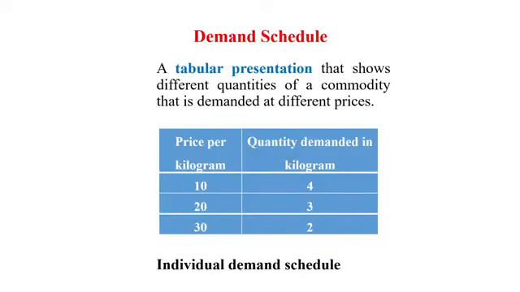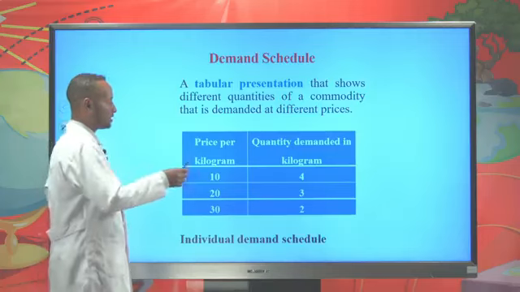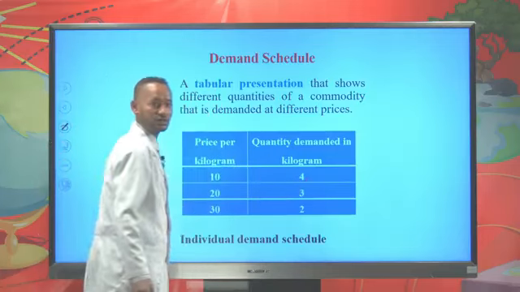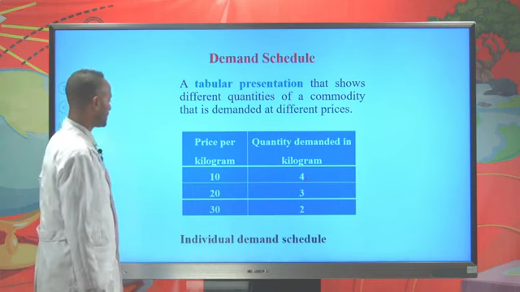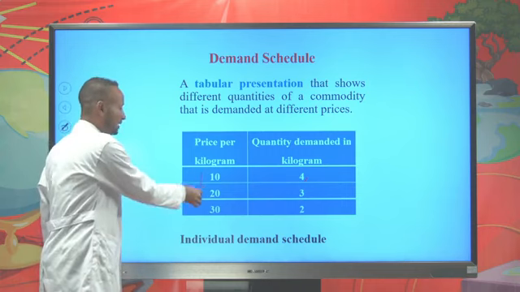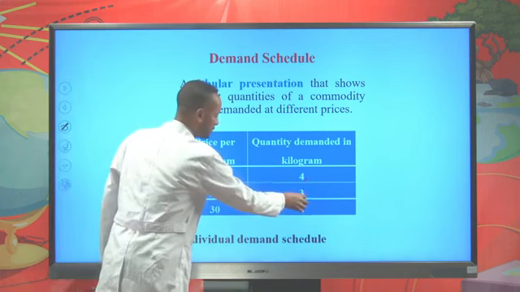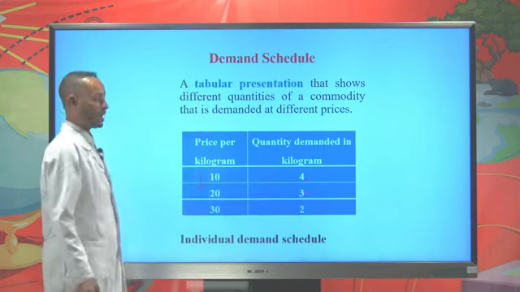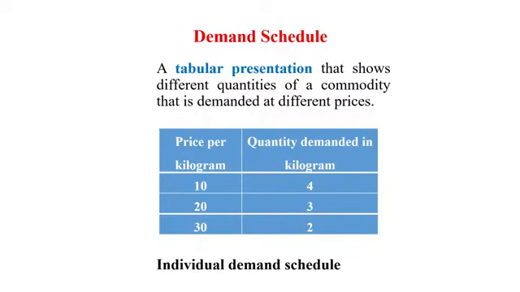Now let's illustrate the theory of demand using the following schedule. This is the demand for orange by one household in one woreda per week. From this schedule, when the price of a kilogram of orange is birr 10, the quantity demanded for oranges is 4 kilograms because the price is cheap. And when the price increases from birr 10 to 20, the quantity demanded for orange is reduced from 4 kilograms to 3 kilograms. And finally, when the price reaches 30, the quantity demanded for orange declines from 3 kilograms to 2 kilograms.